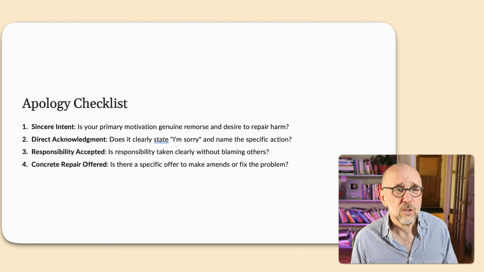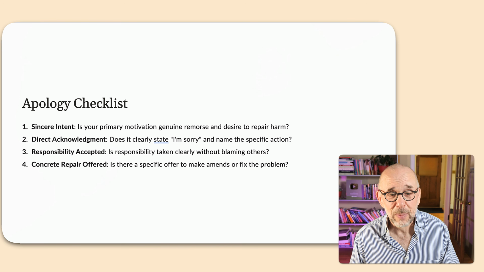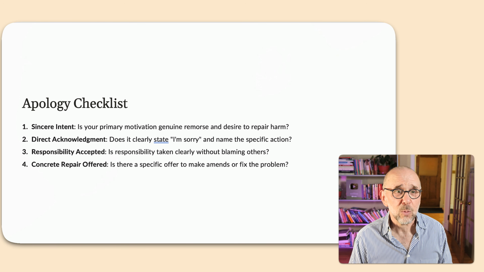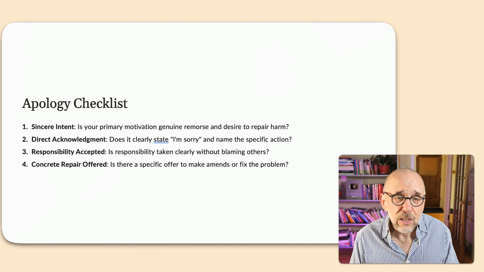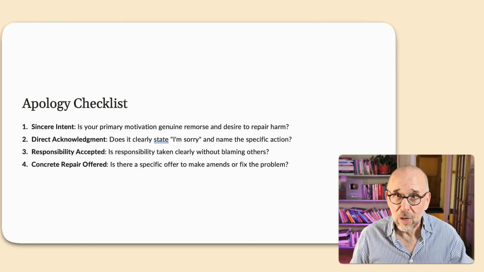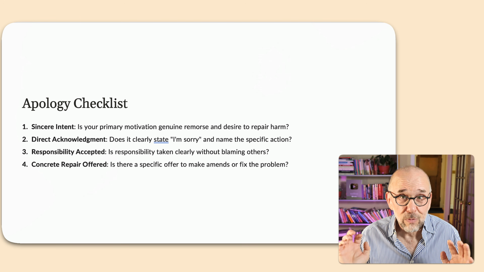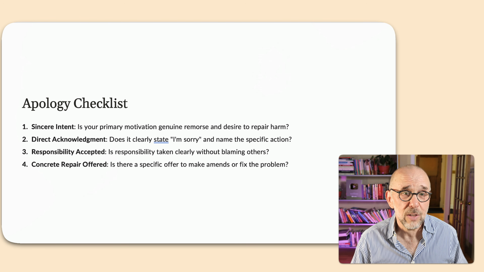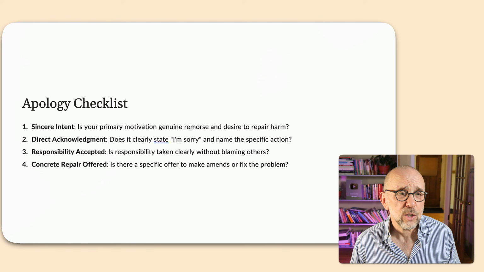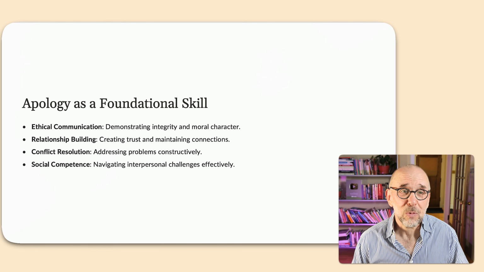So what's a checklist? Sincere intent. You can't be doing this in a self-serving way. It has to be done because you want to genuinely apologize, because you're full of regret and remorse and you want to make things right. You have to directly acknowledge the wrongdoing. You have to take responsibility, not blame it on circumstances or someone else. I was drunk, I was tired, I was out of my head, I was angry, whatever. No, you have to take full responsibility without hedge or blame on something or some other force or explanation. And you have to make amends. I know I've said this a bunch of times, but it's worth repeating.